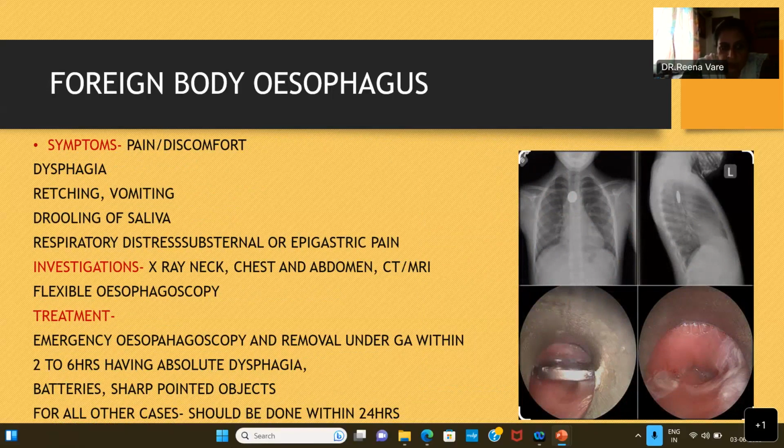Now, treatment will be in the form of emergency endoscopy and removal under general anesthesia within 2 to 6 hours if the patient is having absolute dysphagia. Or some patients have taken in batteries or sharp pointed objects. So for all such cases, it has to be done immediately.